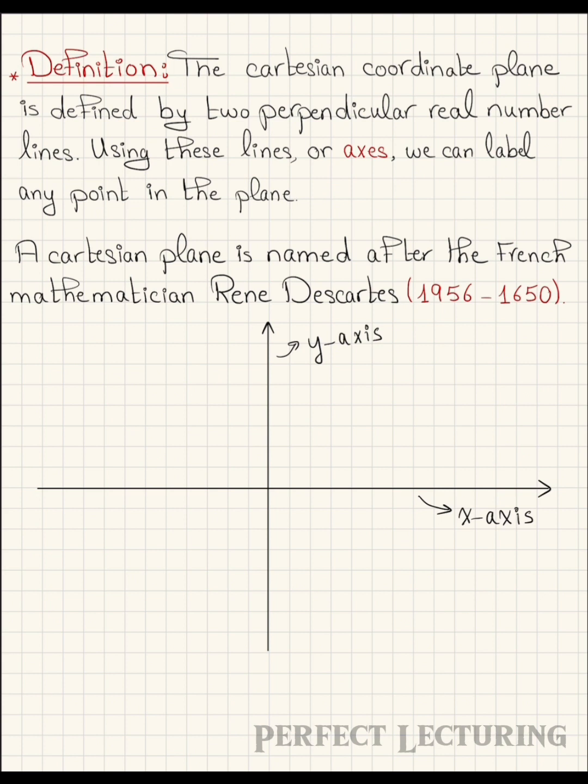For example, if we have any point in the plane, we describe it by the following ordered pair, which contains two numbers. The first number is labeled by x and the other is labeled by y. X is called the abscissa of the point and y is called the ordinate of the point, and the whole pair represents the coordinates of the point.